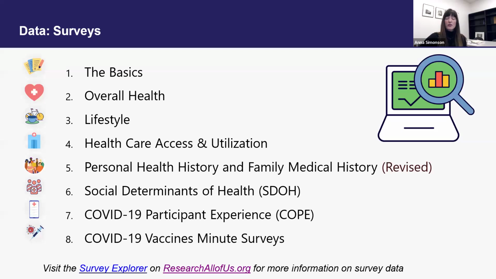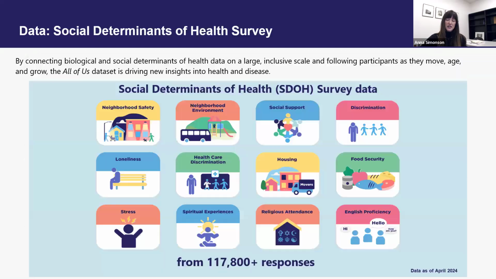It contains information from 8 different categories, and you can see this in more detail again by using the data browser or what's called the Survey Explorer, which can be found on the website, again, at the bottom of the page, researchallofus.org. So survey data includes basic demographic data, lifestyle data, COVID-19 data, and more. I get a lot of questions about number 6, the social determinants of health data. So I'll just show you quickly a little more in detail about that one.